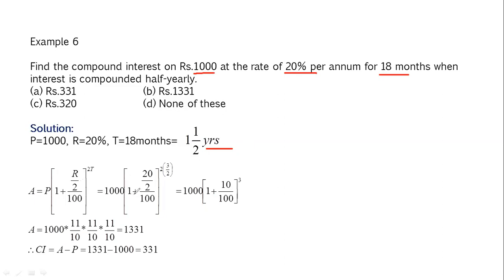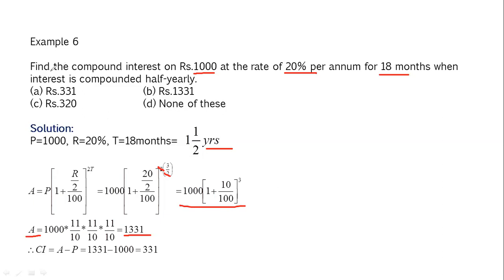So 1000 in bracket 1 plus R is how much? 20 by 2 upon 100 to the power 2 into T. So 2 into 1 is 2, 2 plus 1, 3. So this is 3 by 2. So 2 into 3 by 2, so this 2 and this 2 will get cancelled out. So you will have this equation. If you solve this, you will get amount is equal to 1331.